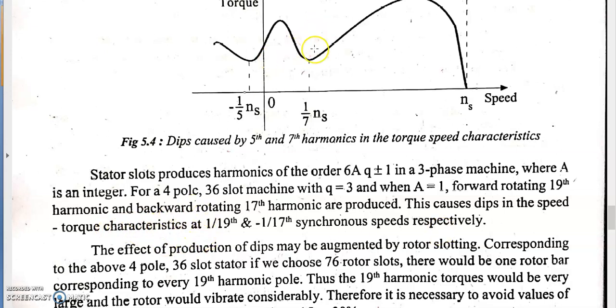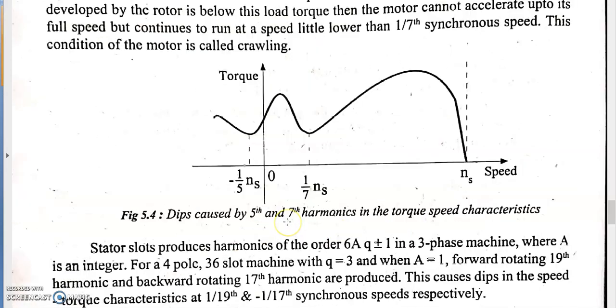dips in the motor stator characteristics. That will be forward operation, and the 17th harmonic produces the reverse torque. So at this speed, if the motor is operating as a motor, a dip in speed will happen at the 19th, that is 1 by 19th of synchronous speed. And if it is operating as a generator, the dip in speed will occur at 1 by 17th of synchronous speed. So these are all called subsynchronous speeds.